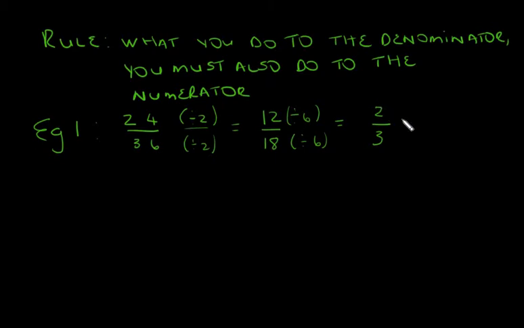Is that in its simplest form? Is there anything else that can divide into both 2 and 3, excluding 1? Because when we divide anything by 1, the number remains the same. So we want to see a change. Okay, so it won't make a difference if we divide by 1. So that's not an option. Is there anything else? No. So that is your answer.